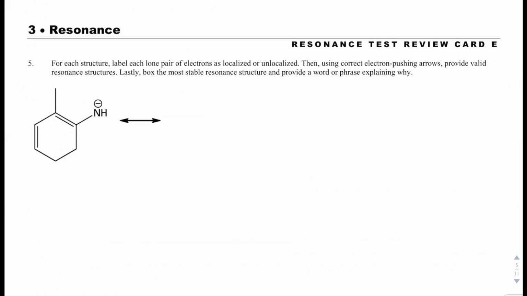Now number 5, similar example, except this nitrogen has a negative charge. So we will create a double bond, knock out our adjacent double bond, and put those electrons on to the top carbon. In this case, those electrons are close enough to knock out a double bond.